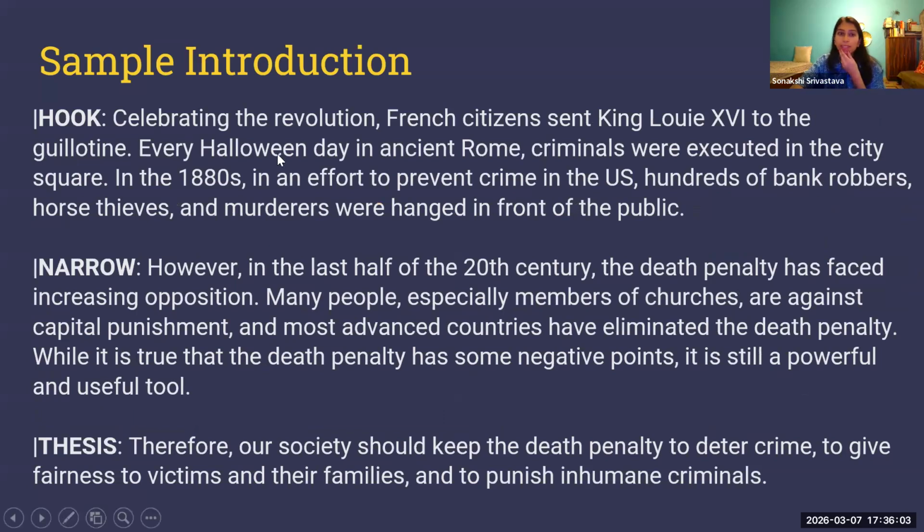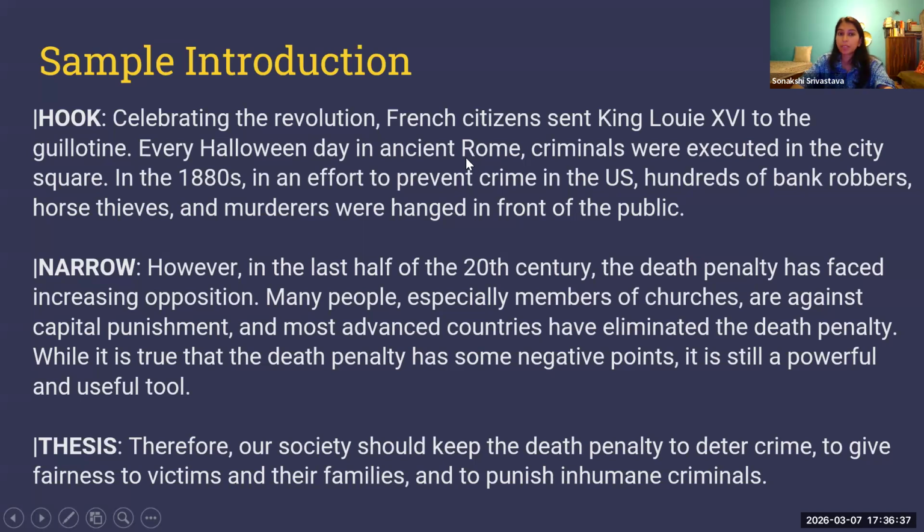So the hook was: celebrating the revolution, French citizens sent King Louis XVI to the guillotine. Every Halloween day in ancient Rome, criminals were executed in the city square. In the 1880s, in an effort to prevent crime in the US, hundreds of bank robbers, horse thieves, and murderers were hanged in front of the public. Now, you know that this began with an interesting anecdote, and how that anecdote has now been connected to something in the US, right?